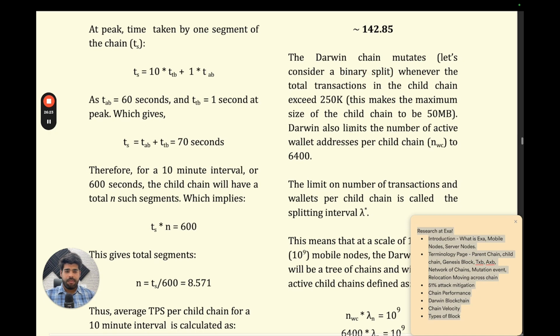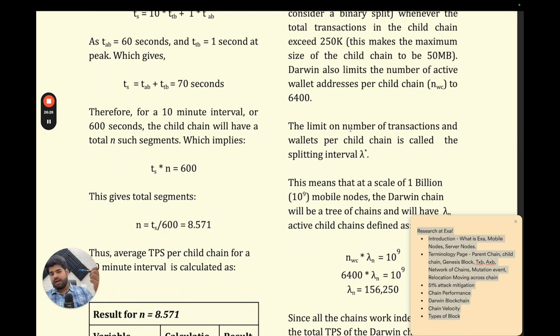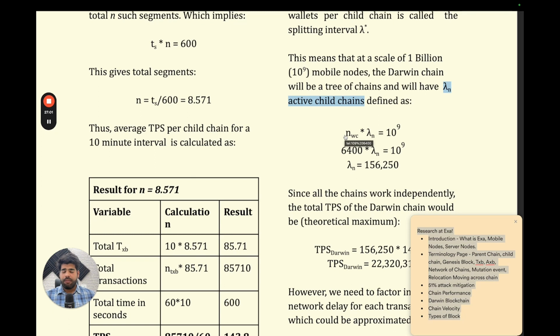Over here we have done the math to figure out how many active child chains will be there when a billion mobile nodes are there on the Darwin network. We have defined a new parameter over here, which is lambda n, which defines the total number of active child chains in the network. If you look at it over here, we have a relationship between the total number of mobile nodes and the total number of active child chains that there are.